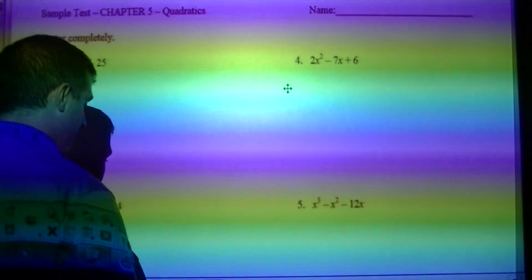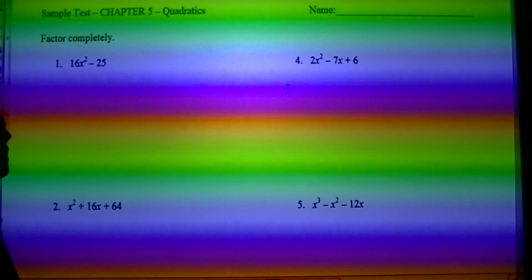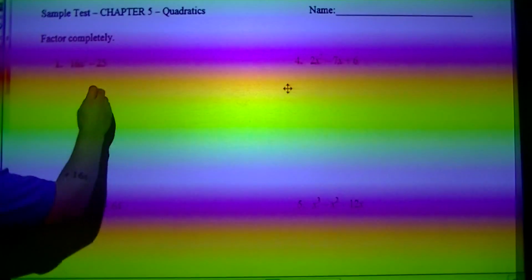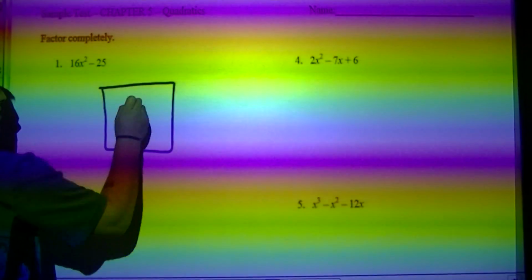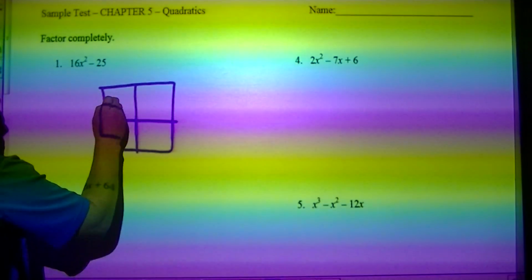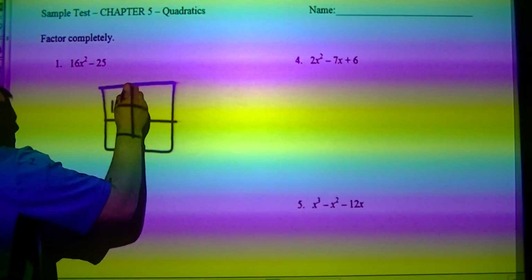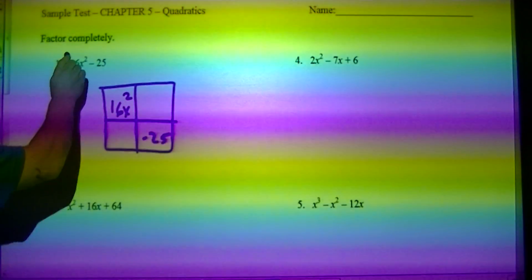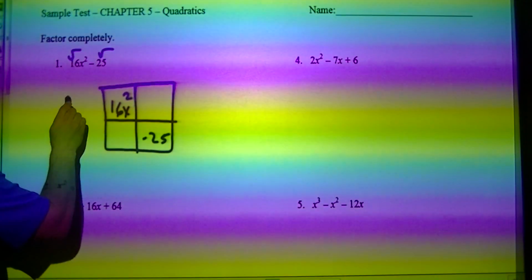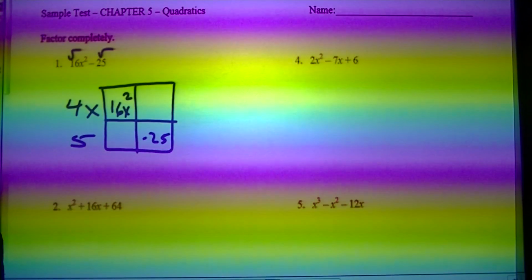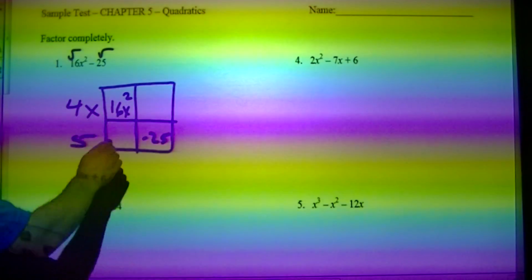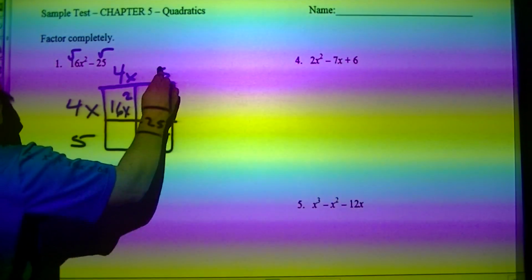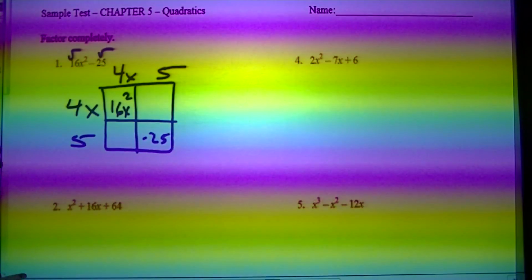For number 1, the way we have to factor that, we're going to make our boxes. Inside of our boxes, we're going to have 16x squared, negative 25. Because it's a missing middle term problem, I can take the square roots of both of those, which gives me 4x and 5. That's going to be 4x and 5 on both. Now we have to figure out which one's positive, which one's negative.